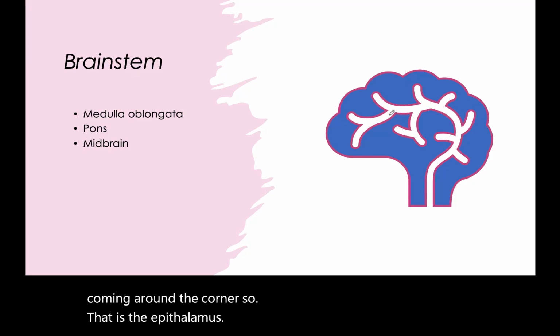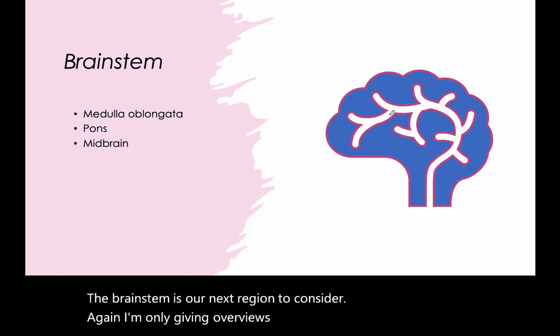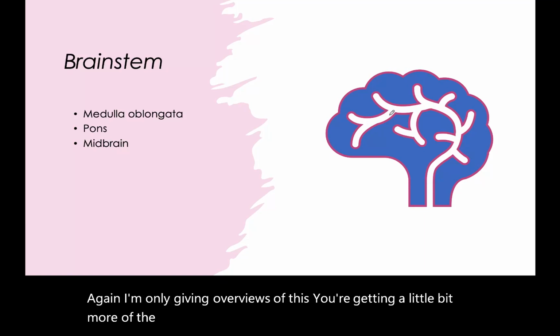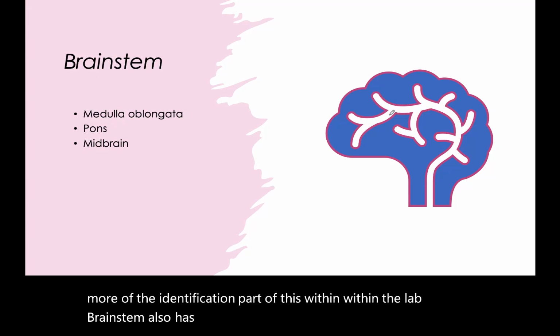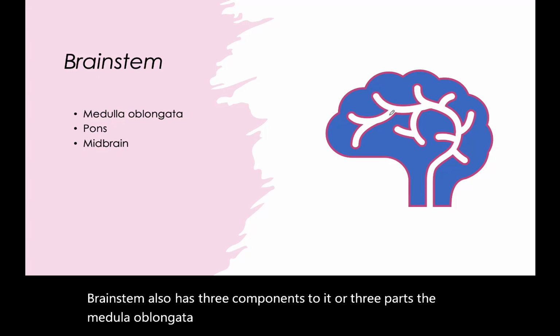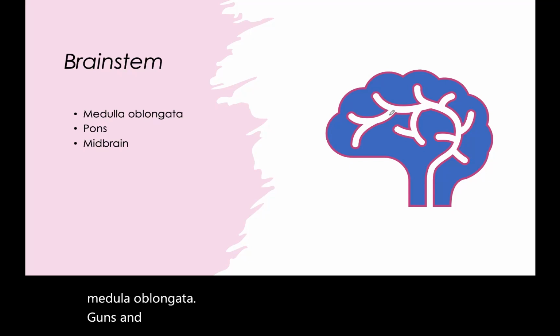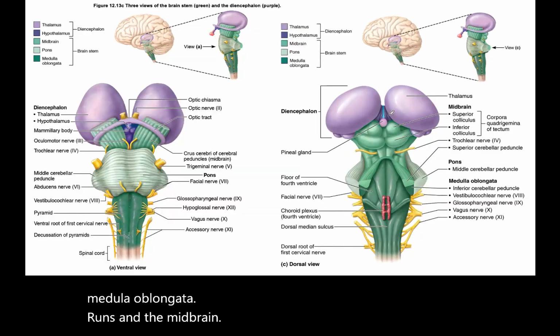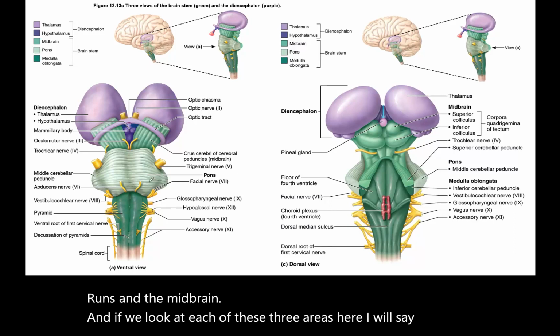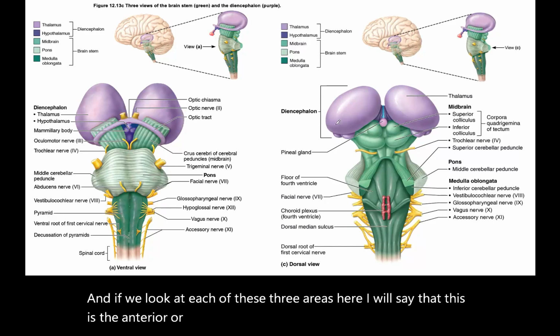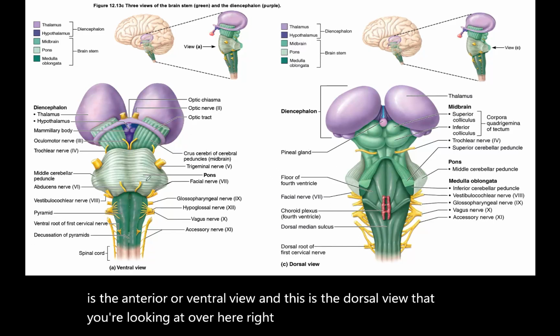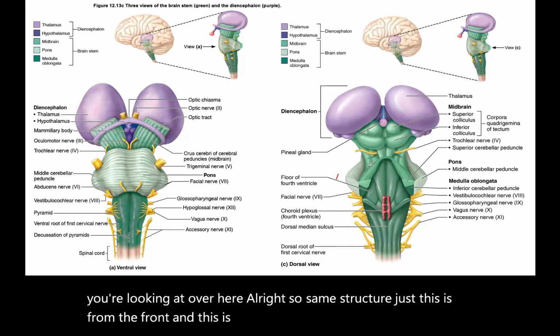The brainstem is our next region to consider. Again, I'm only giving overviews of this. You're getting a little bit more of the identification part of this within the lab. Brainstem also has three components to it, or three parts: the medulla oblongata, pons, and the midbrain. And if we look at each of these three areas here, I will say that this is the anterior or ventral view. And this is the dorsal view that you're looking at over here. All right, so same structure, just this is from the front and this is from the back, so to speak.